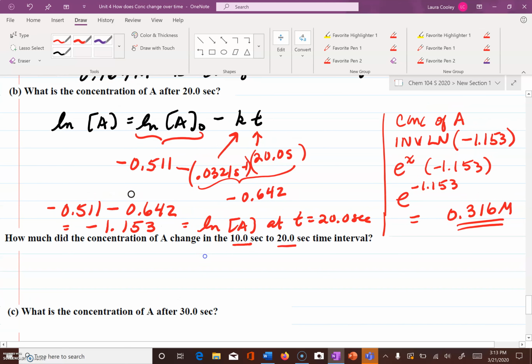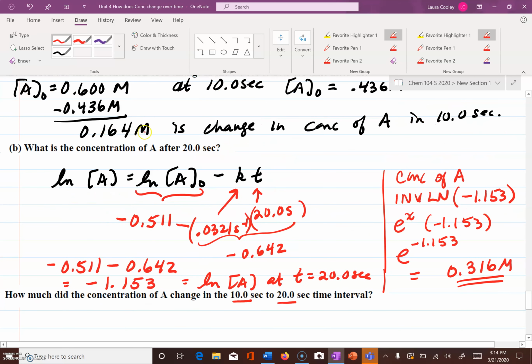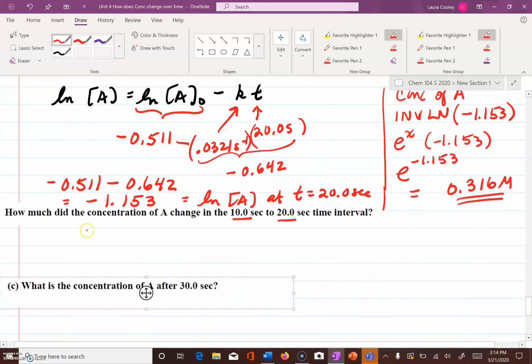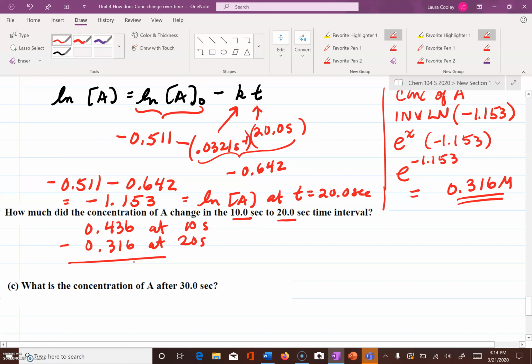If we go back and look at what we had after 10 seconds, it was 0.436. Oh, you know what? This shouldn't have a 0 here. That's absolutely wrong. So we had 0.436 at 10 seconds, and now here we have 0.316 at 20 seconds. If we take the difference there, we get 0.120 molar.